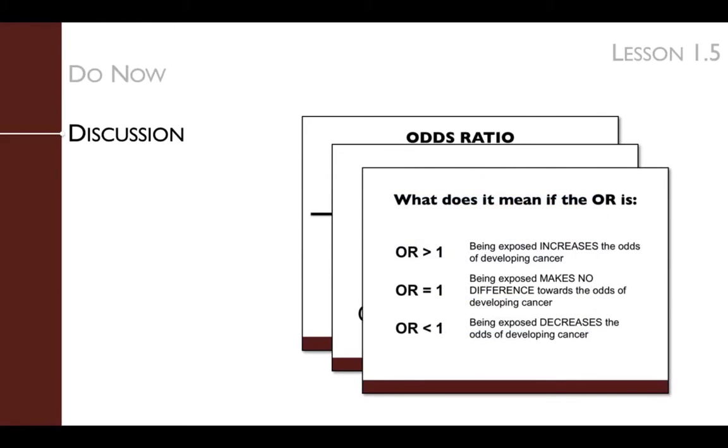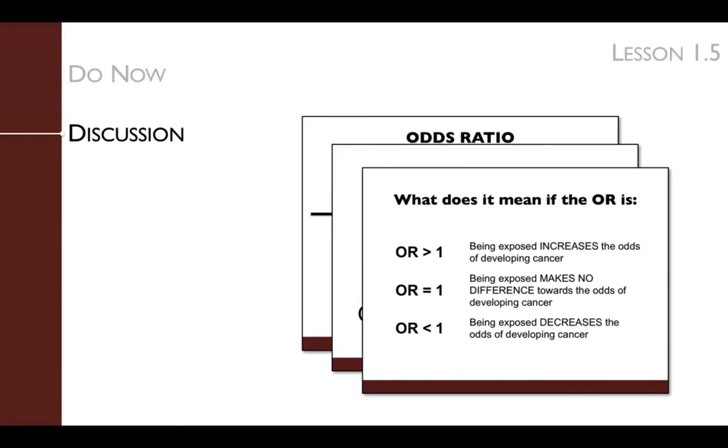Now that we've calculated our odds ratio, we must interpret it. Let's say we find an odds ratio of 2. This means that being exposed to tanning beds increases the odds of developing cancer twofold compared to no exposure to tanning beds. Another way to think about this is that the probability of getting cancer is twice as high if you are exposed to tanning beds than the probability of getting cancer if you were not exposed.